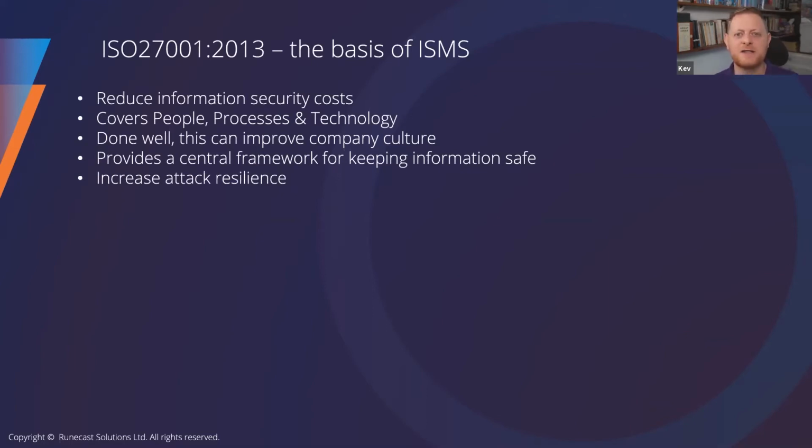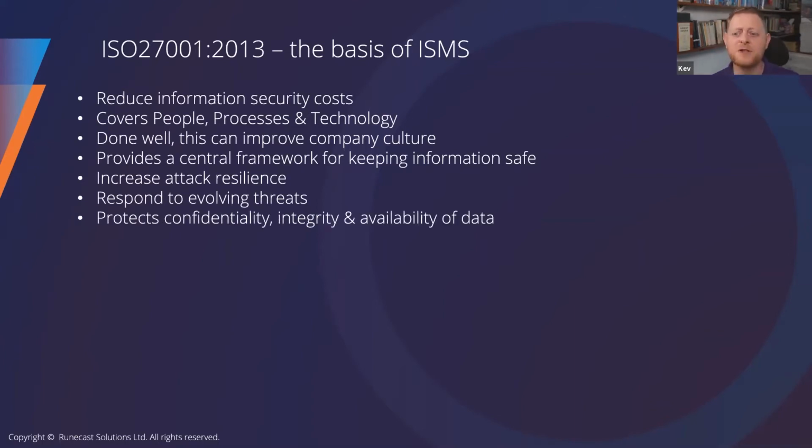It can help increase attack resilience because, as I've already covered, if you have security built in everywhere within your business, you're going to be a more resilient organization. It can help you to respond to evolving threats in the same way. And it protects confidentiality, integrity, and availability of data. So when we talk about information security, these are the three pillars. Some people call them the CIA triad. If you take away any one of these three pillars, think of it like a three-legged stool. If you take away one of these legs, information security falls over.